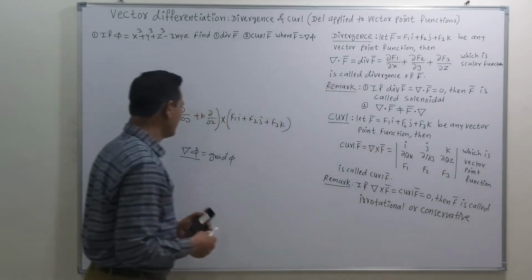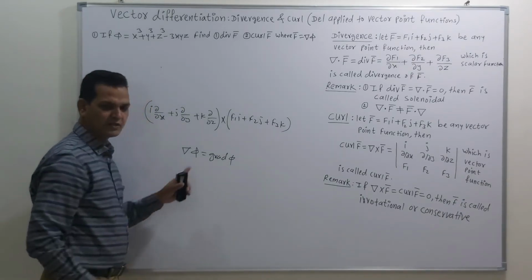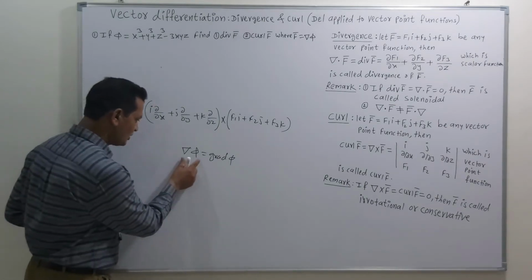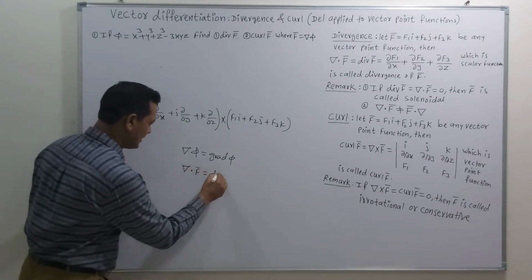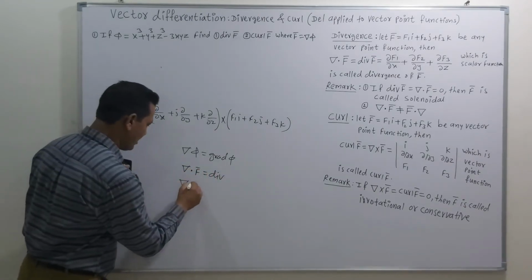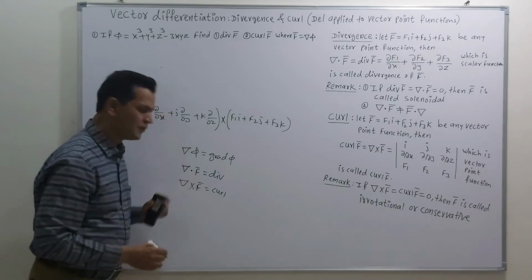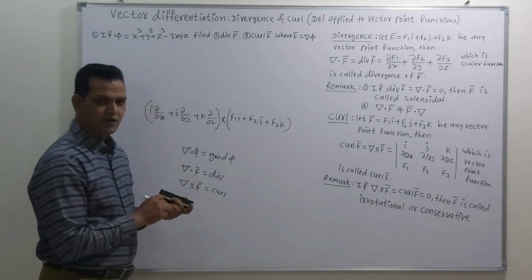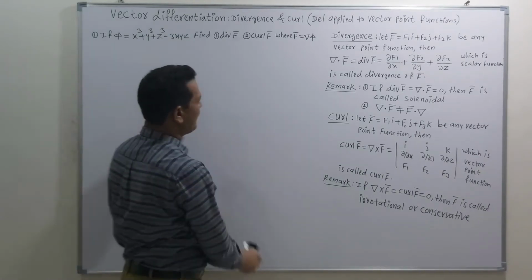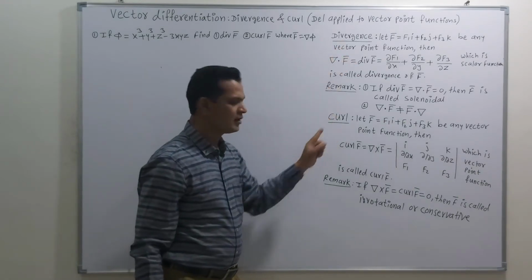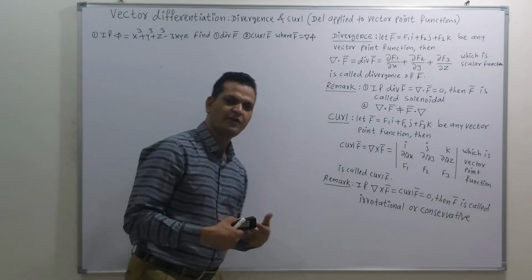Before going to the example, please understand the difference between the notations. If we write del phi, phi is a scalar function and there is no term between del and phi. But if we write del dot f bar, this is the definition of divergence. And if we write cross in between these two terms, this is the definition of the curl of a vector. This is the difference between these three terms. Here we learned two important concepts: divergence of a vector point function and curl of a vector point function. Based on this theory, let's take the first example.